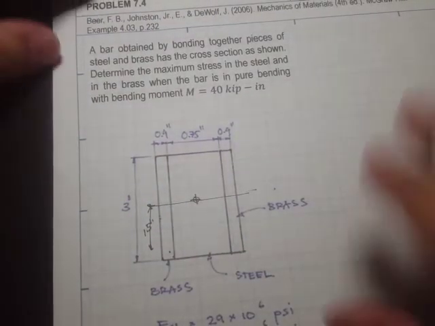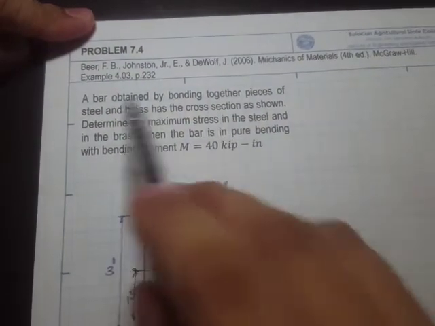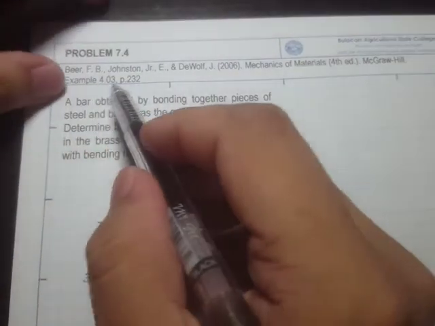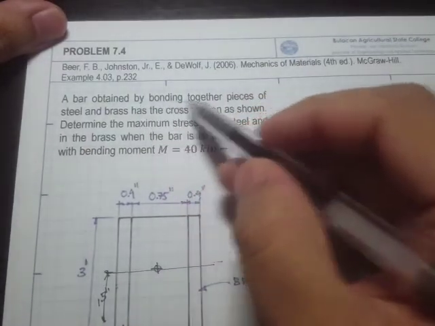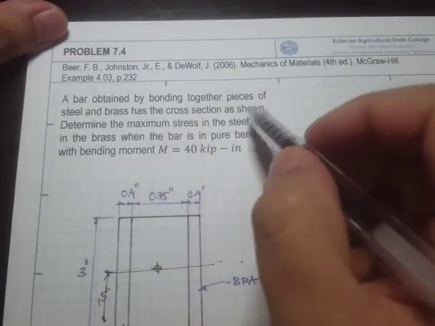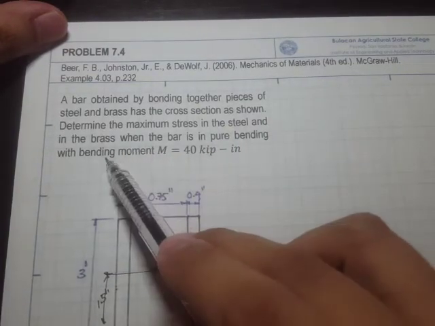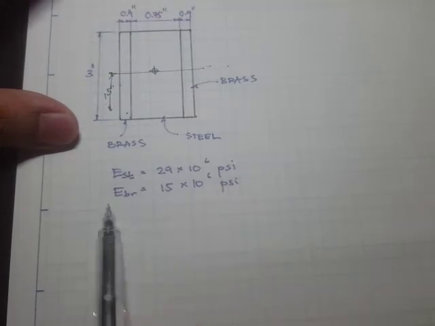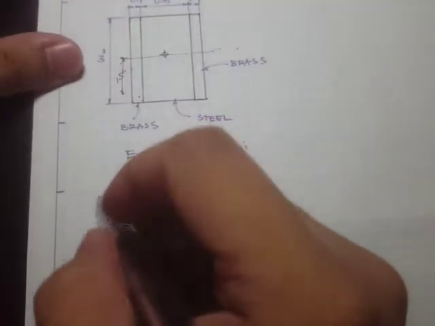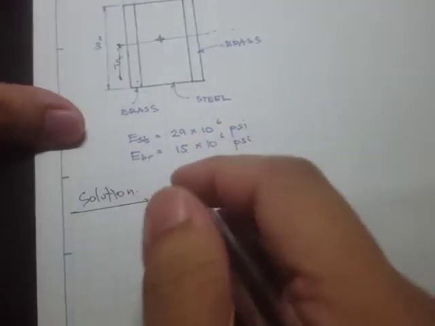Okay, so now let's try to solve this problem. By the way, this problem is taken from the textbook by Beer et al. This is example 4.03, on page 232. A bar obtained by bonding together pieces of steel and brass has the cross section as shown. Determine the maximum stress in the steel and in the brass when the bar is in pure bending with a bending moment of 40 kip-inch. We have here the modulus of elasticity, and I think we can dive right away into the computations.